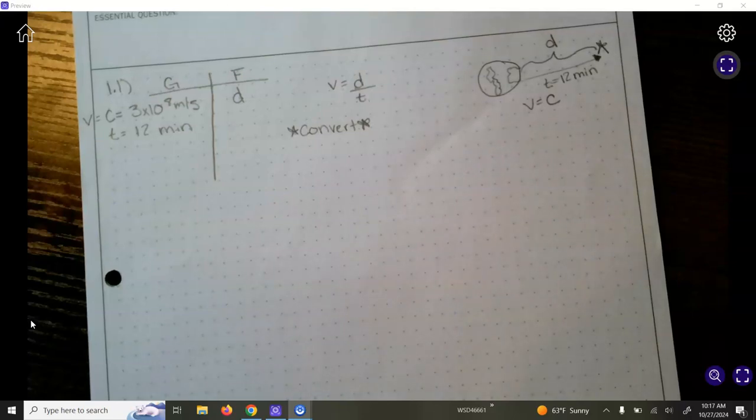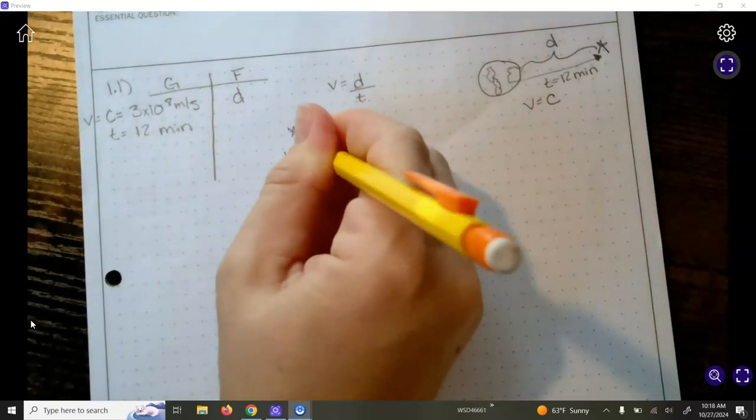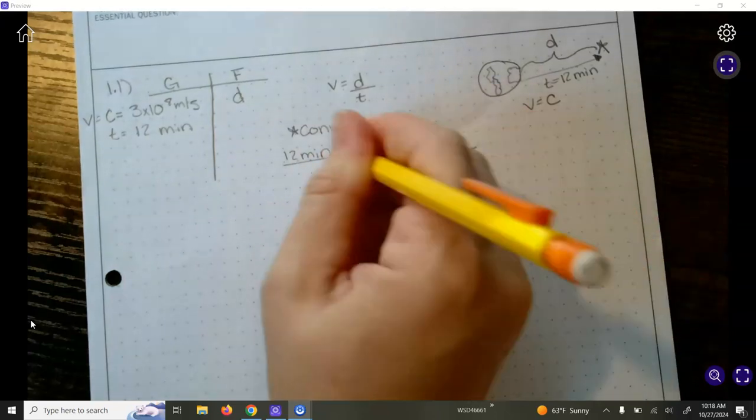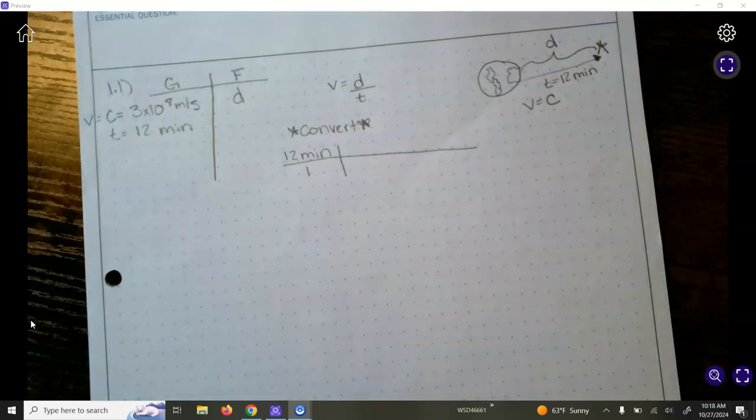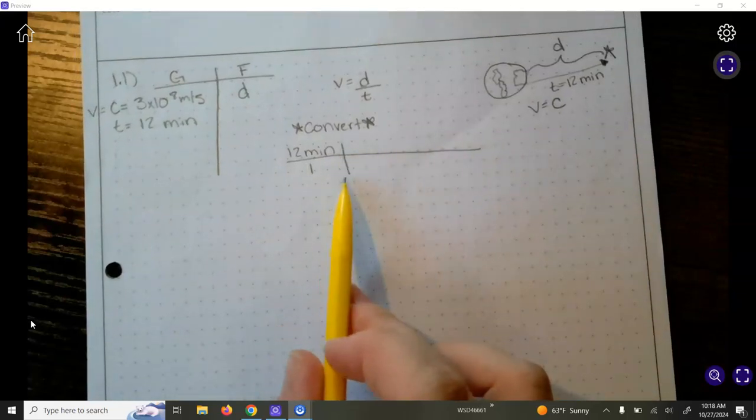Okay, when we're doing conversions, remember we're using that picket fence method. We're going to write what we have, 12 minutes over 1. There's my picket fence. I just set it up. So I've got my fence. My first picket is down.